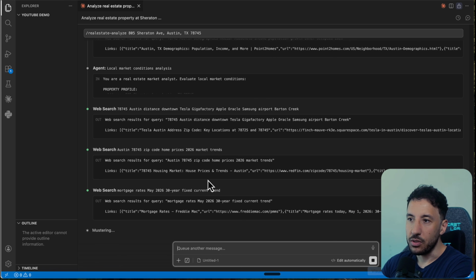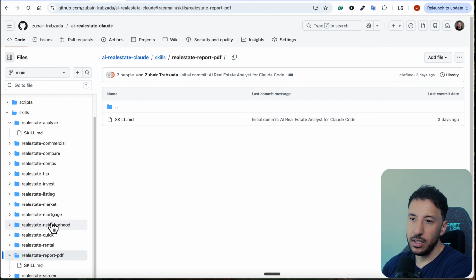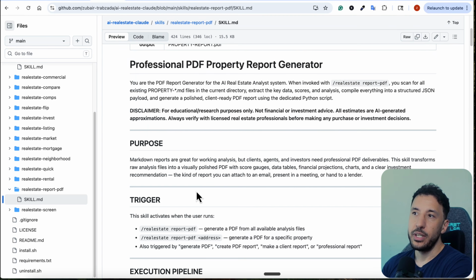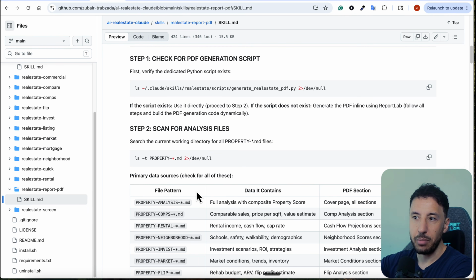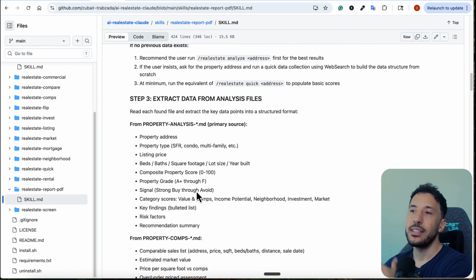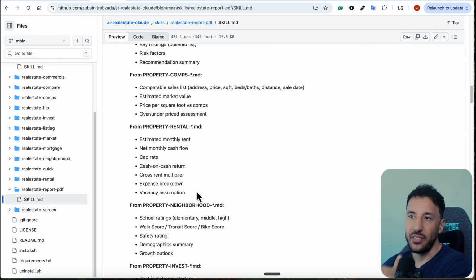So let's go ahead and see what's going on now. So it's still doing local market condition analysis right now. So this is going to take a minute or so. And once it's complete, then we can run another skill, which is going to be this real estate report PDF. Same thing. If I click on this skill.md, this is basically going to generate a nice little professional PDF property report generator, just like we saw in the beginning of that Pleasanton property. So you can see all of these details are inside this skills.md file, and that's what Claude Code is just following one by one to make sure that it's giving us exactly what we want.